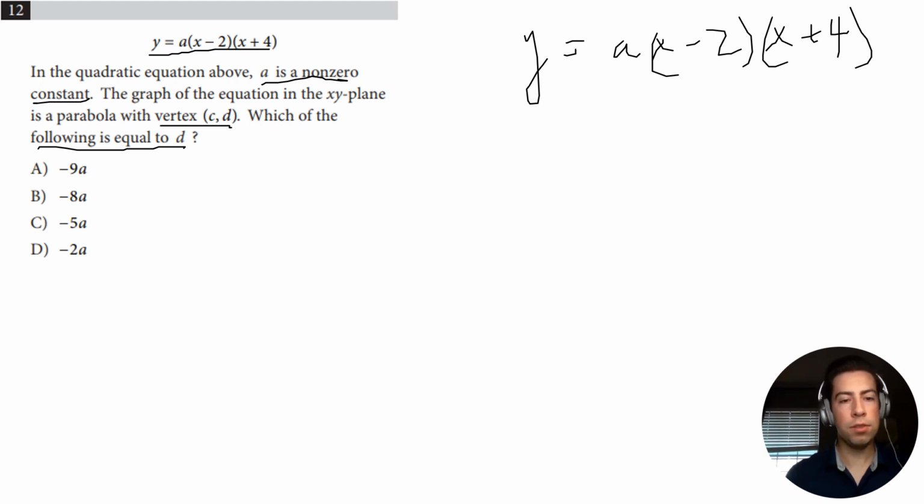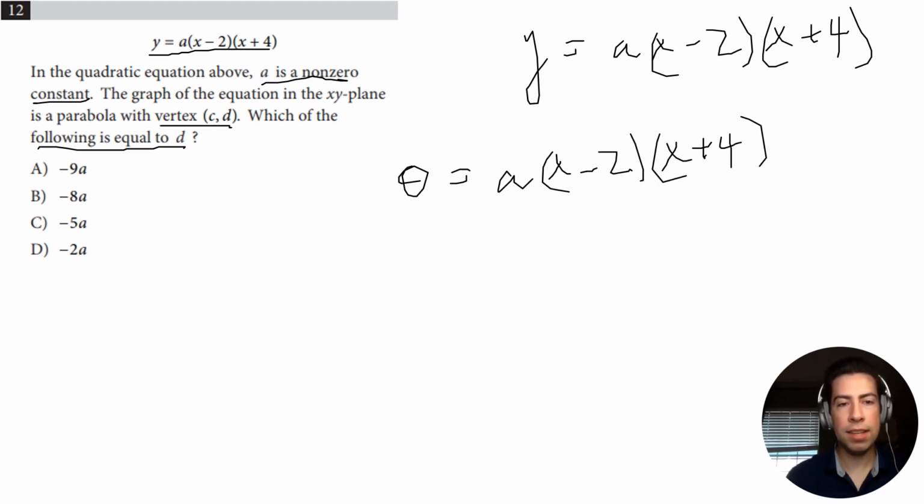All right, guys, so now that we know that information, in order to calculate these roots, I am going to plug in 0 for y. So 0 equals a times x minus 2 times x plus 4. And here's the thing: if I have 0 on this side, any of these 3 values could be equal to 0. So a could be equal to 0, because 0 times anything is just 0. But I don't really care about a right now, because it tells me that a is a non-zero constant. So a is not equal to 0.